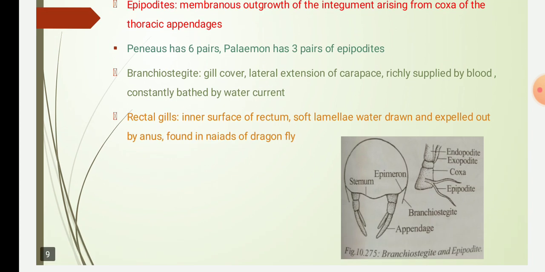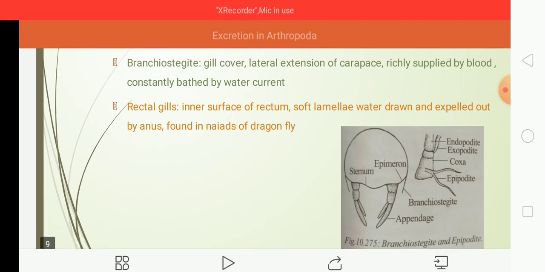Okay, this is the picture in which the branchiostegite and epipodite are present. This epipodite will be Y-shaped. You can see now, Y-shaped means it is on the last remaining 5 pairs of thoracic appendages.